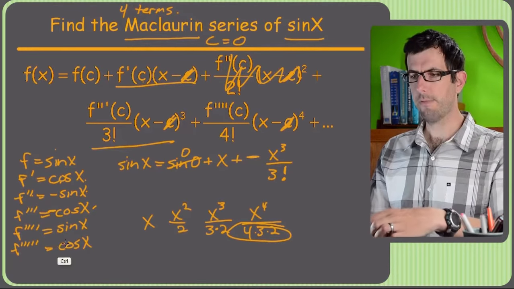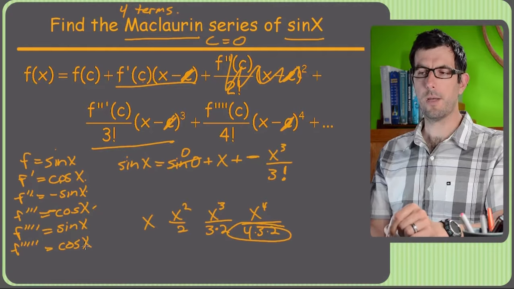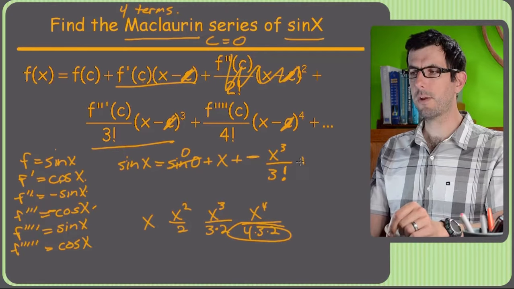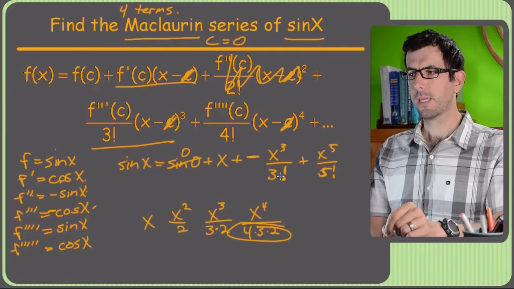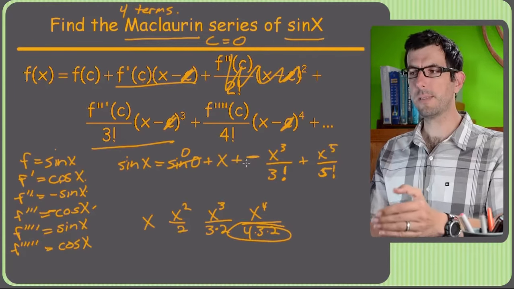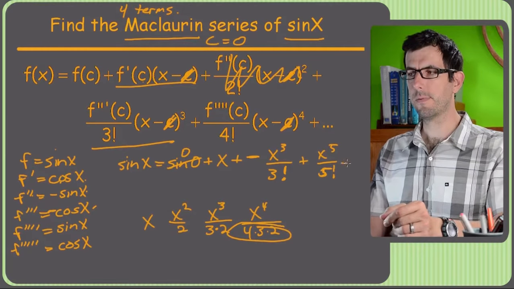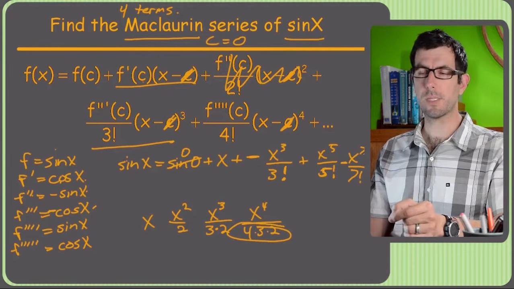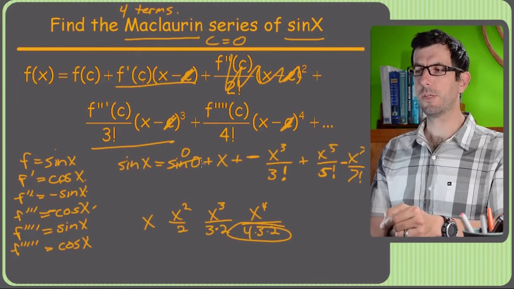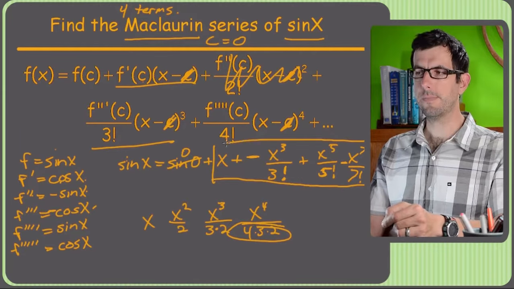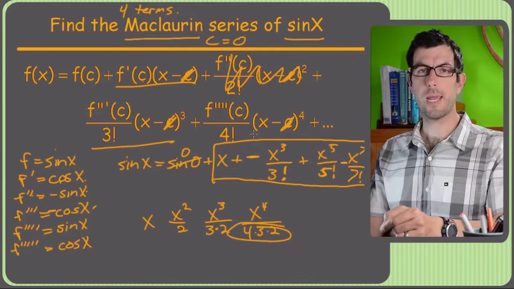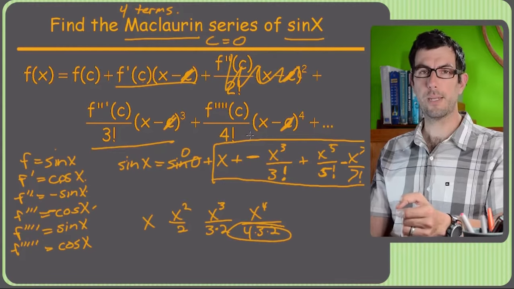Oops, that's an accidental negative. So the cosine of 0 is 1, so that means our 5th term is going to have x to the 5th over 5 factorial. And you can see that what's going on here is that we're alternating plus minus, and we're only keeping the odd terms, because the even ones all end up with a 0 in them. So this right here is the Maclaurin series for sine x. Pretty sweet.